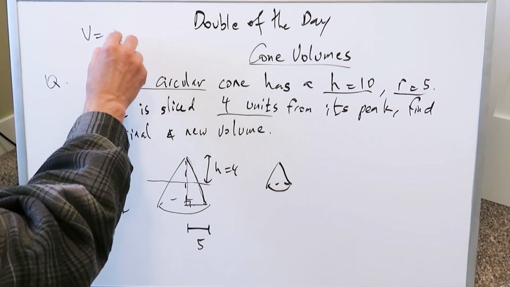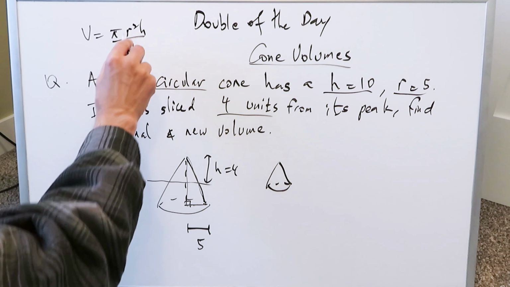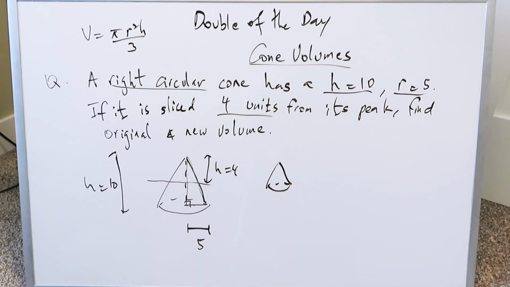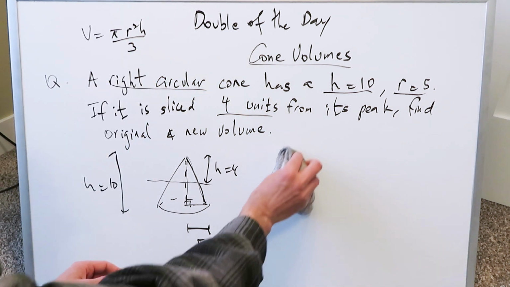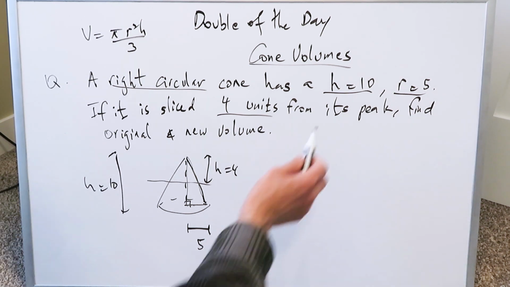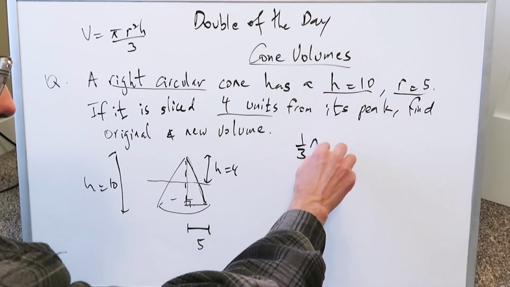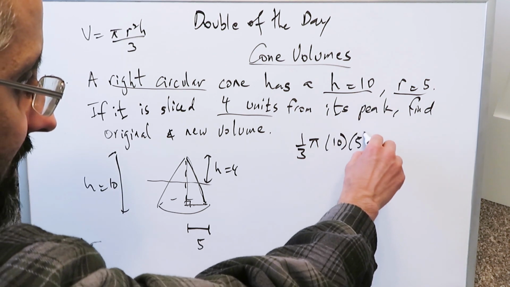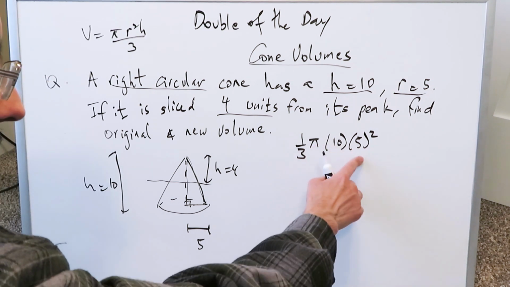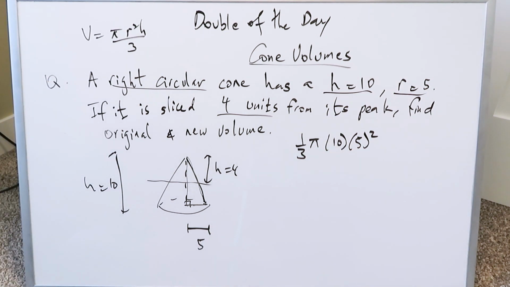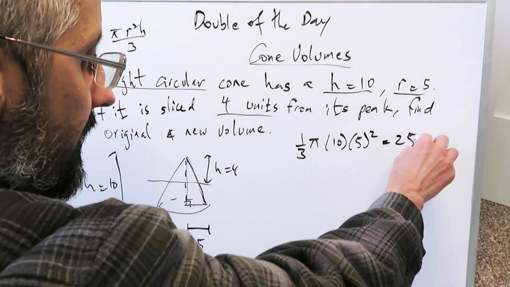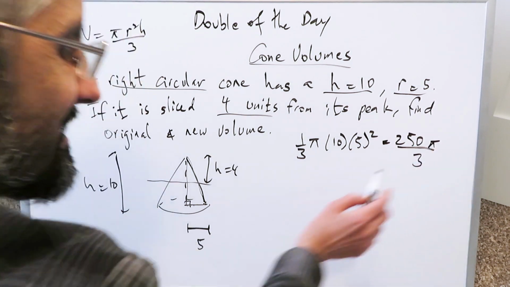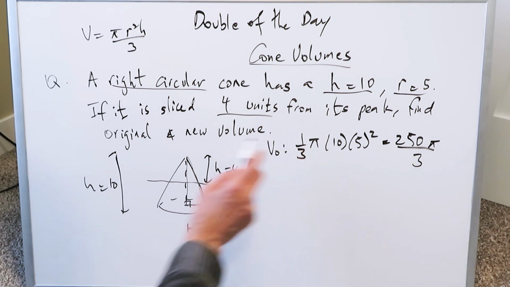Volume for a cone is always pi r squared h over 3. 1 over 3 pi r squared h. If you are aware of that, we can find the original volume. It's not hard. We have the original height. It's 1 over 3 pi, the original height, which is 10, and then the original radius, which is 5, but it's 5 squared because it's 1 over 3 pi r squared h. You just have to compute that. It'll be 25 times 10, and you'll have 250. We'll keep everything here in a fraction. 250 pi over 3, that's the original volume, and we can just write VO, original volume.